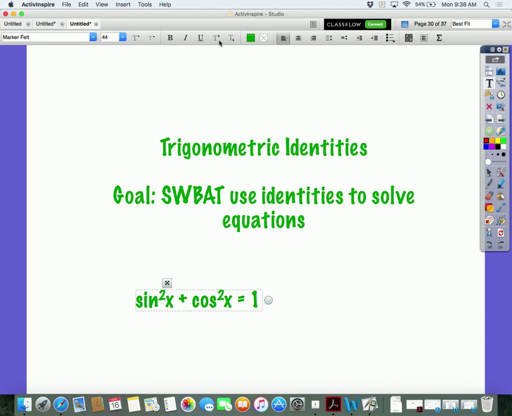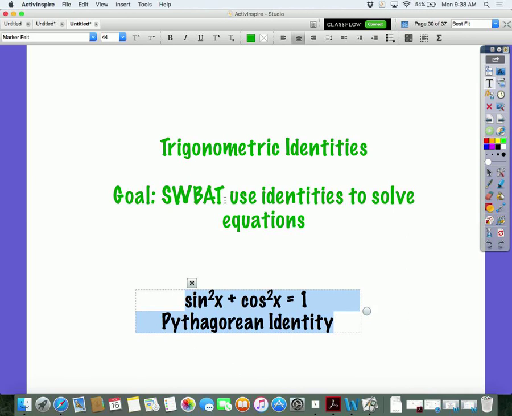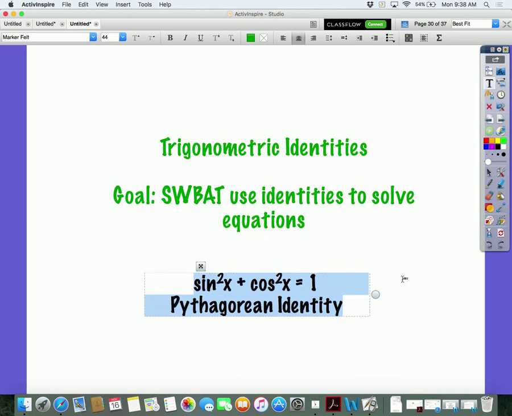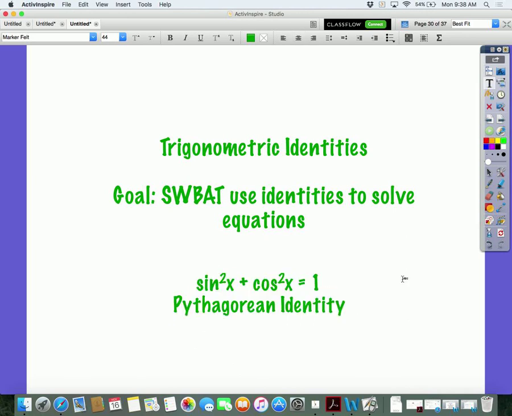This is your Pythagorean identity. When you have an angle in standard position, we know that cosine is x and sine is y. So basically it's the old school Pythagorean theorem, just dealing with an angle within your unit circle. This is one of the main ones you definitely want to know, because more than likely it is used the most out of all your identities. So please make sure you get that one down.